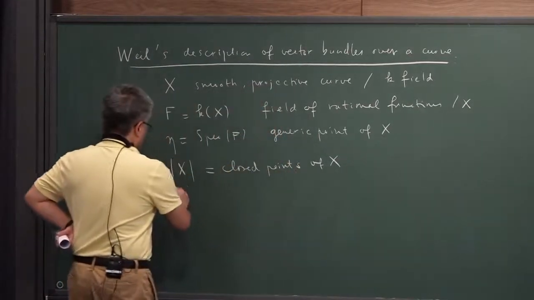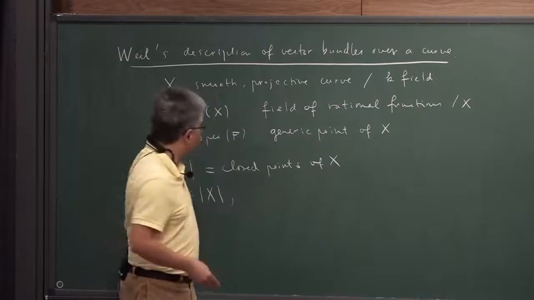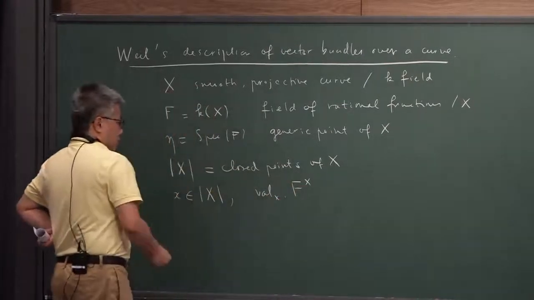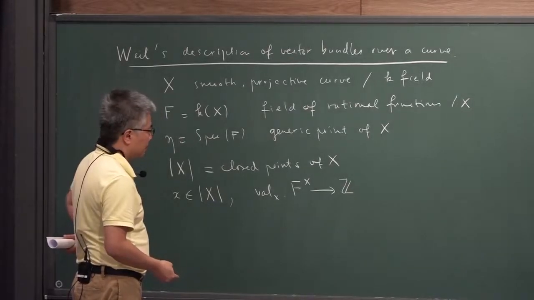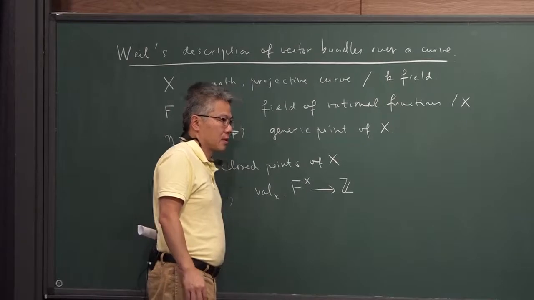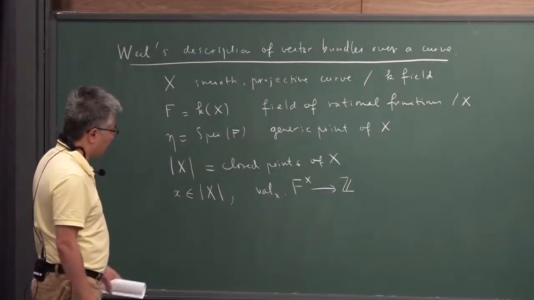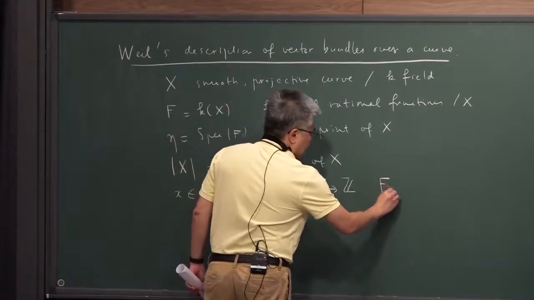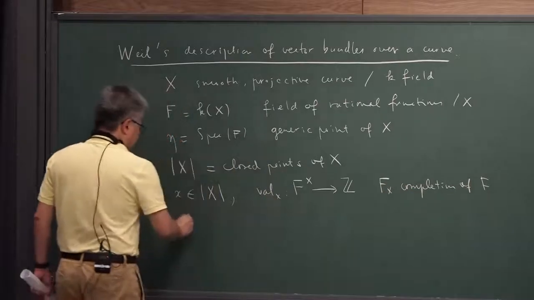For every small x, every closed point of X, because it's a curve, it defines a valuation on the field of rational functions. The valuation v_x is a homomorphism from the group of invertible rational functions into Z. Then you can use this valuation to define a topology and do completion of F with respect to this valuation.